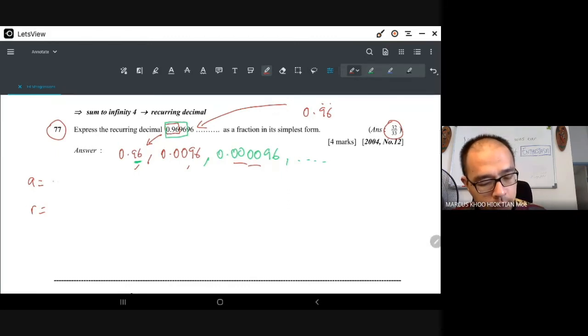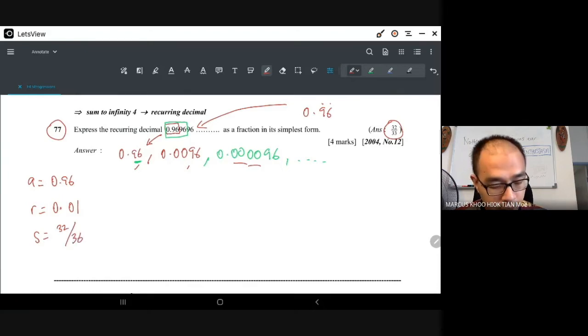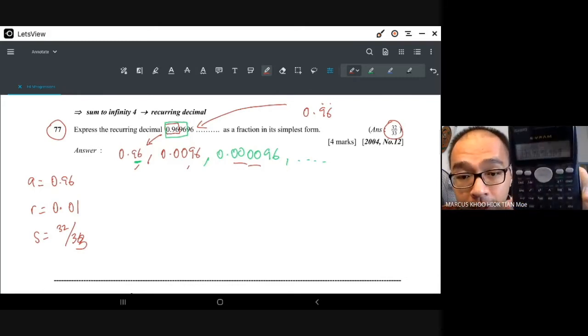A is 0.96, R is 0.01. It can be a fraction, it can be this one. So S equals 32 over 33. Actually, if you press 32 over 33 on your calculator, you will get the exact same answer.